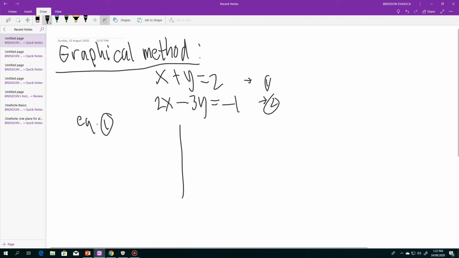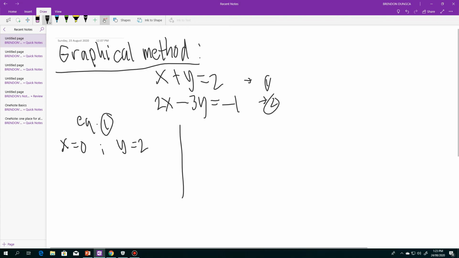we assign 0 values first to x. If x is 0, y is equals to 2. When we substitute 0 to x here, this is 0 plus y is equals to 2, therefore y is equals to 2.